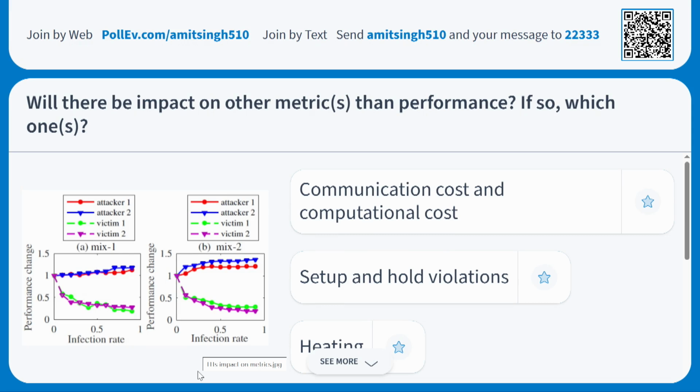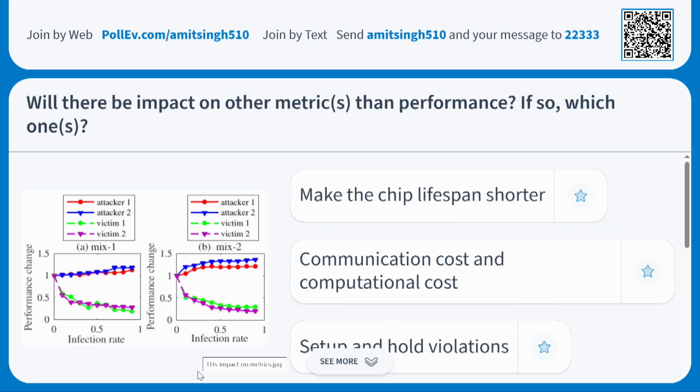Setup and hold violations. Yeah. So it's going to violate. I don't know what you mean by setup and hold. Yeah, you're not sure about it. So communication cost and computation cost. Communication cost is like, again, the requests are being modified. So when the request is modified, the number of bits in the packet could change. Could be, but we have not evaluated that. So it can cause more communications. Okay.